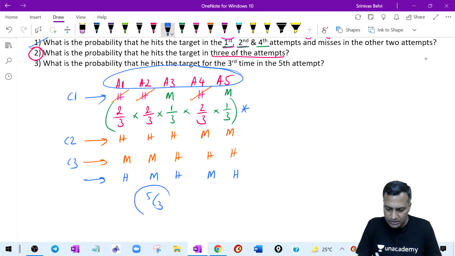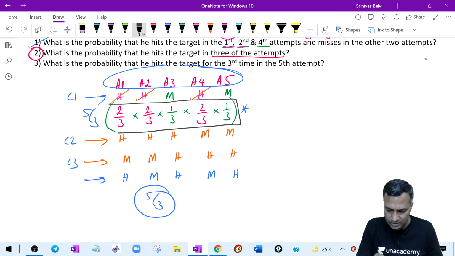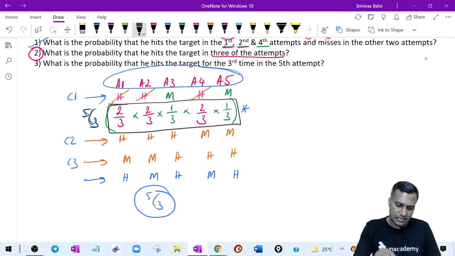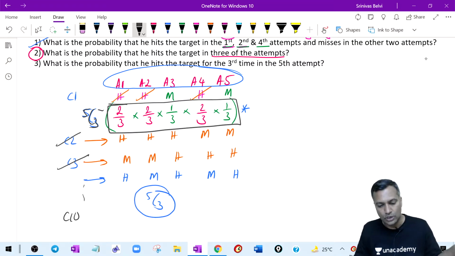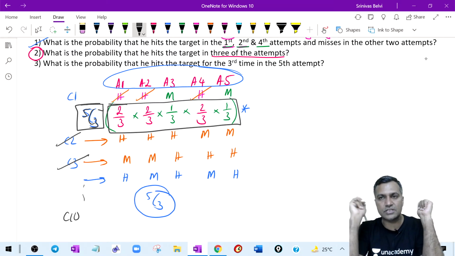Okay, 5C3 I will write, and attach it to the earlier result. Whatever my earlier result was, I will attach 5C3 to this particular result, because earlier I did it only for the first case. Now you are saying that there is a second case also, a third case also, and like this there is a 10th case also. So that is what I am attaching now. Attach 5C3 to this. It becomes the answer for the second question.